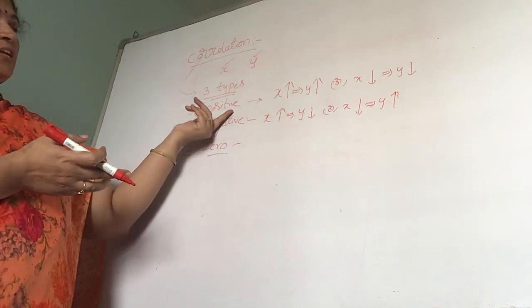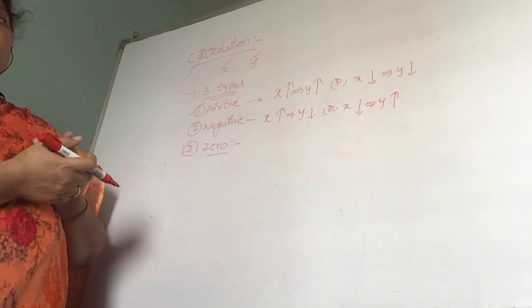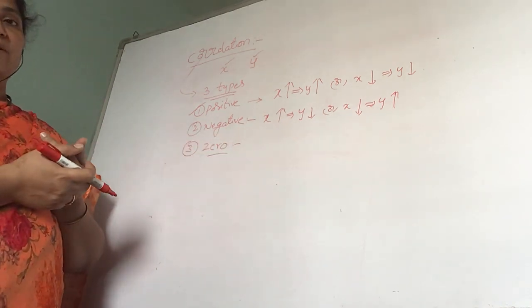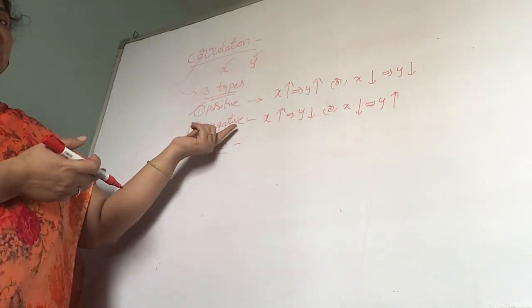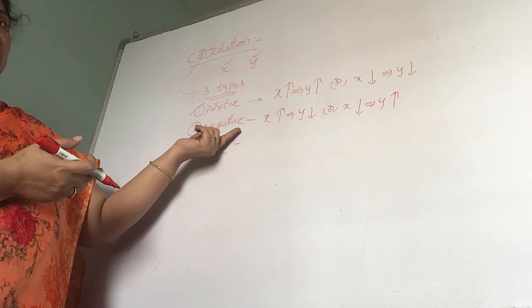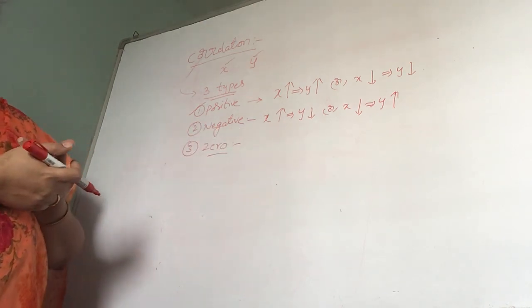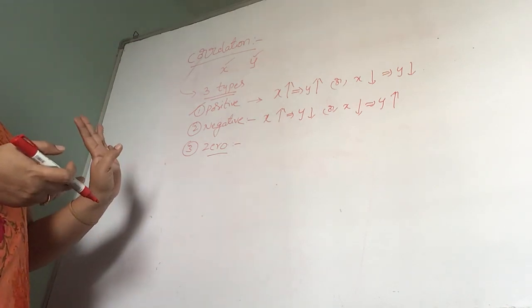Positive correlation is also known as direct correlation. Negative correlation is also known as inverse correlation, since here the two variables are inversely proportional. So we say that this type of correlation is called inverse correlation or negative correlation. Zero correlation means there is no relationship between the two variables. These three are the types of correlations.